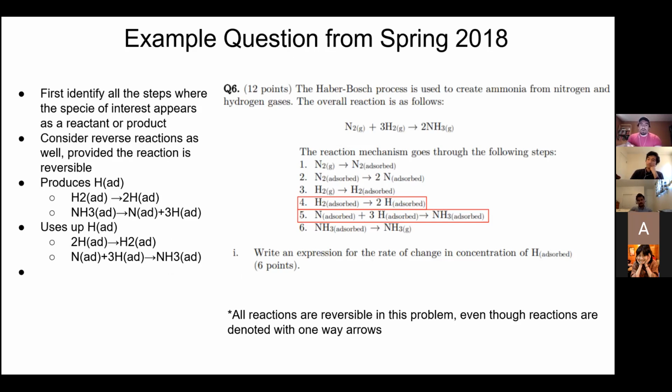And then you should also keep in mind the reverse reactions, because we'll be using those as well. So we end up getting 4 one-way reactions that we care about. The forward reaction of 4 and the backwards reaction of 5 both produce H adsorbed. And the ones that use it up would be the reverse of 4 and the forward reaction of 5.